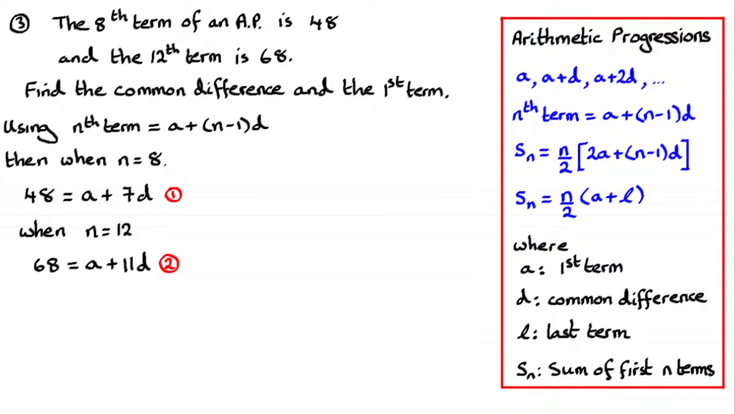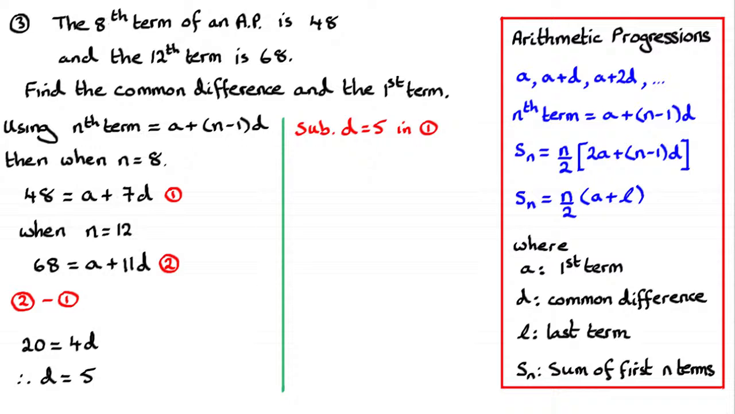I've decided to eliminate a by simply subtracting our equations, 2 take away 1. That will eliminate A, and straight away will give you 20 equals 4D, leading to D is 5. Next, once I've got D is 5, just substitute it back into any one of these equations and you'll get A. I'm going to substitute it back into equation 1. That's D is 5 in 1, and that gives us A is 13. Nice quick question, but basically on simultaneous equations. So watch out for that type of question.